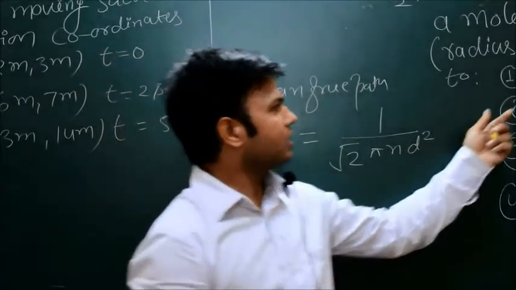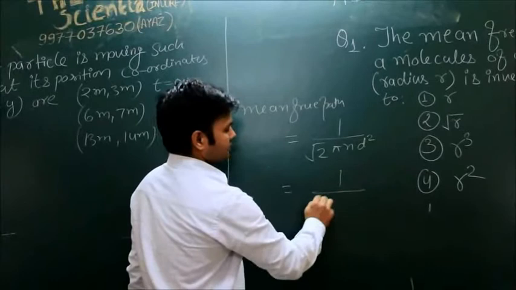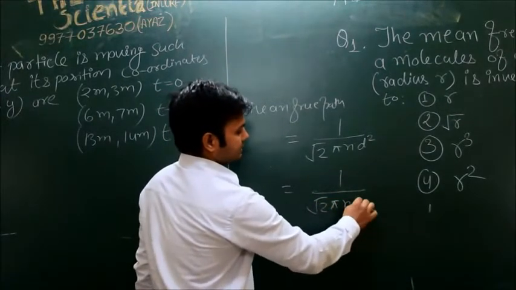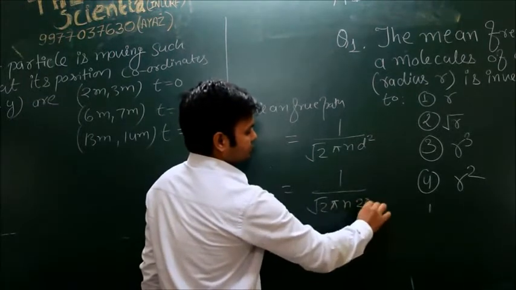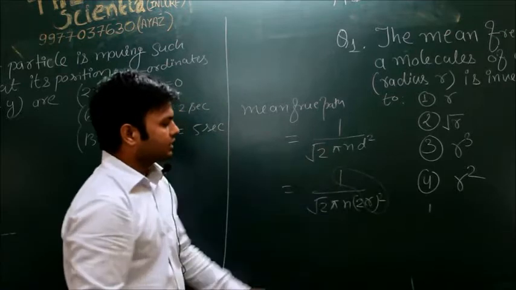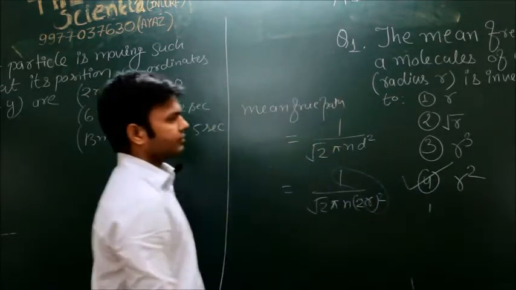So either it is diameter or radius. So we put the value of the diameter, that is 2r, squared. So that means it is inversely proportional to r square. So option number 4 is correct.